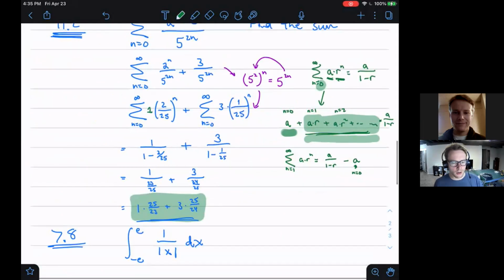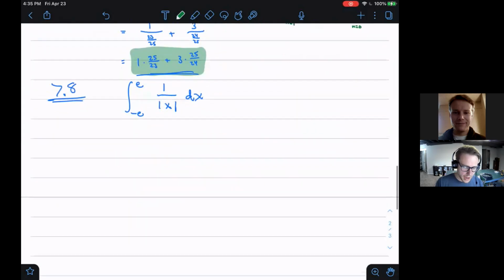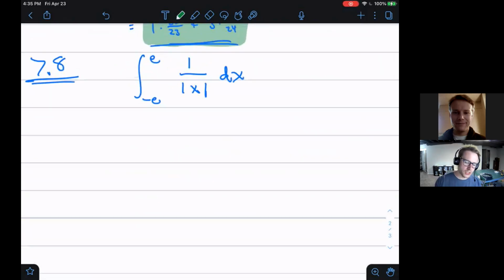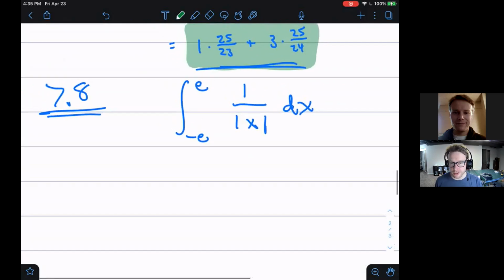Good. So I think I have one more question that I went ahead and selected before this began, and then it'll be time for me to go back and see what you guys have submitted as well. So this lives in 7.8, which is in the world of improper integrals, right? So improper integrals here, and we have the absolute value of x on this interval from -e to e.